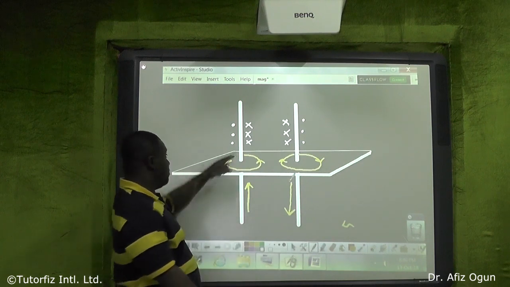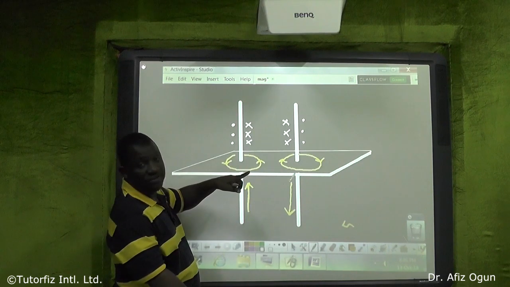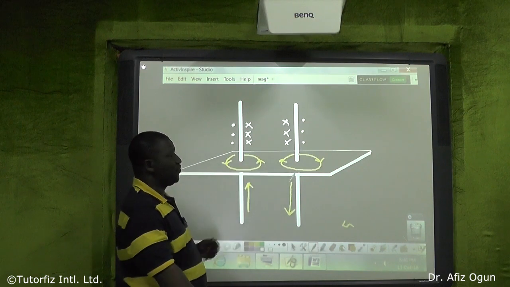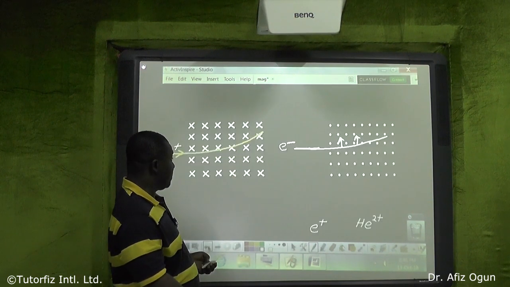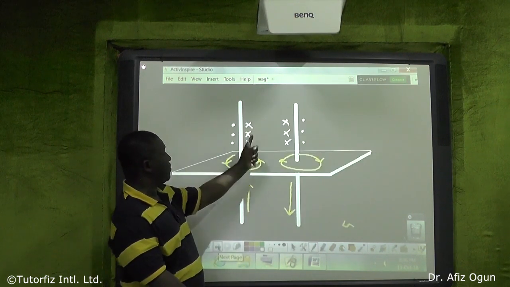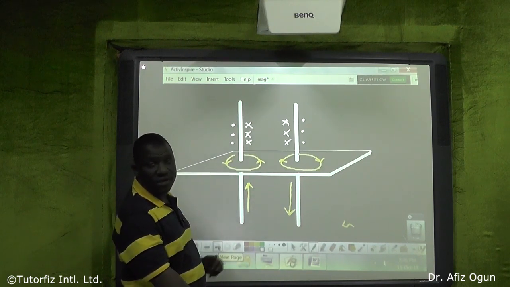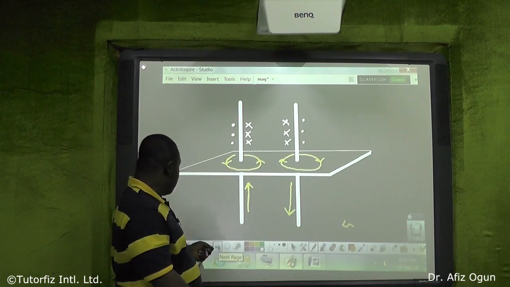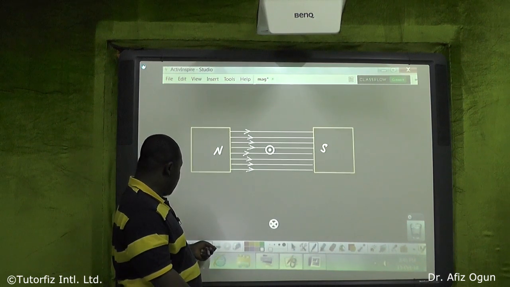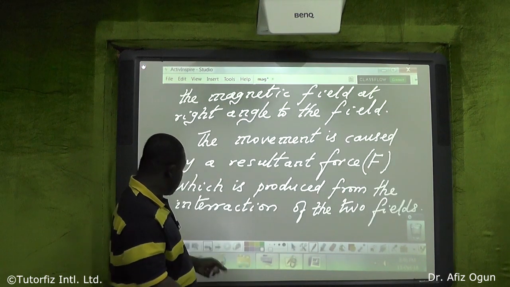So you may see it like this in some exams instead of this. It may be represented like that. That means it's a circular thing around that wire. It comes out here, it enters here. Let's look at that of solenoid. I still have the solenoid on the board.